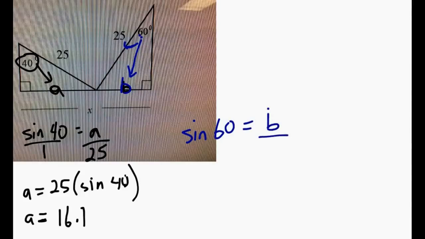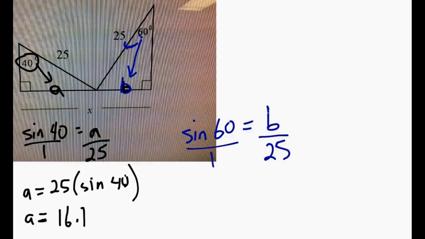So 25 times sine 40, do that on your calculator, and that gives us 16.1. Now what we want to do is basically the same thing, but solve it for B. So when we use the other triangle, B is our opposite, 25 is our hypotenuse again, so it'll be basically the same formula, except 60 degrees is our angle, so sine 60 equals B over 25.